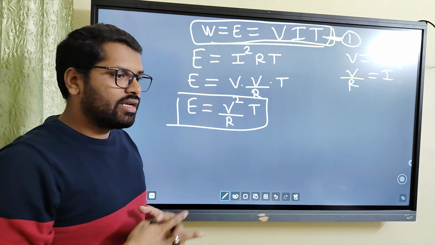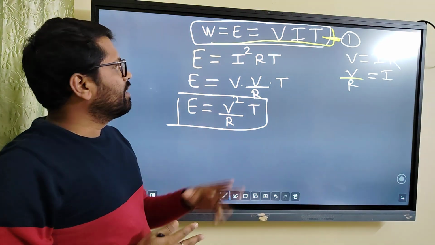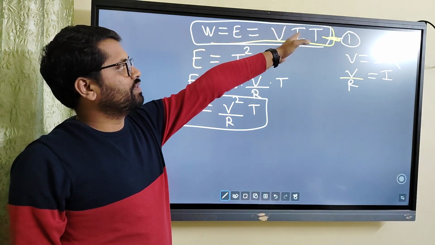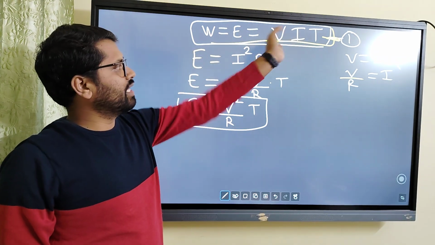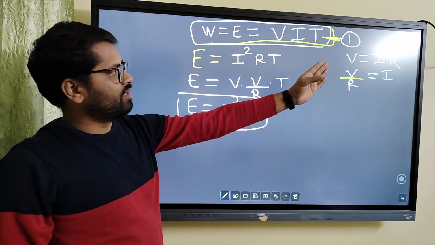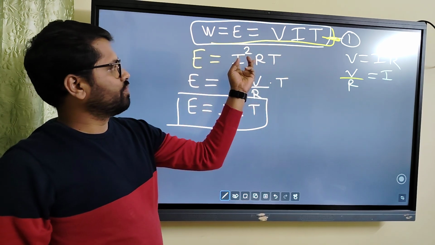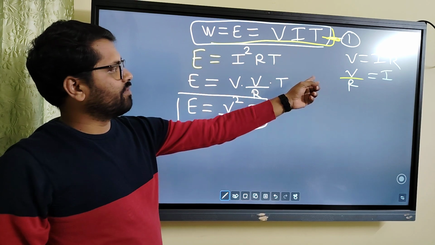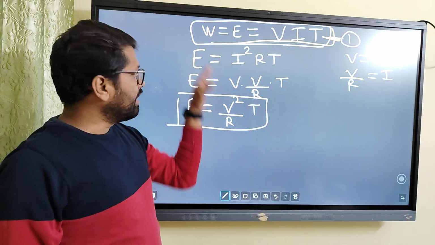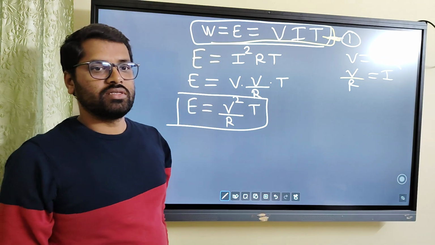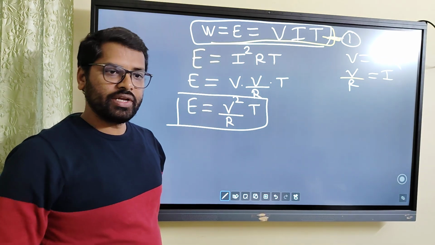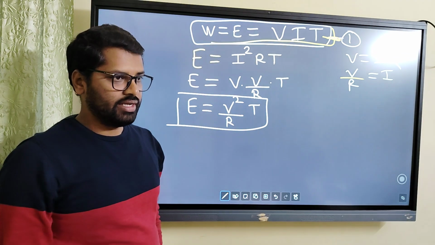All are interlinked. We first derived work, and it is VIT. And here we have just substituted Ohm's law in that, instead of V, IR, so we got I square RT. Instead of I, V by R, we got V squared by R into T. Any doubt in these three formulas? In energy, work or energy means these three formulas, correct?